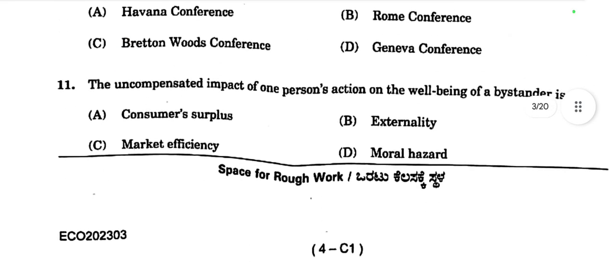Then question number 11. The uncompensated impact of one person's action on the well-being of a bystander is consumer surplus, externality, market efficiency, or moral hazard. It is called externality because it is the impact of one person on another person. Either it may be positive or negative. So option B is the right choice according to question number 11.